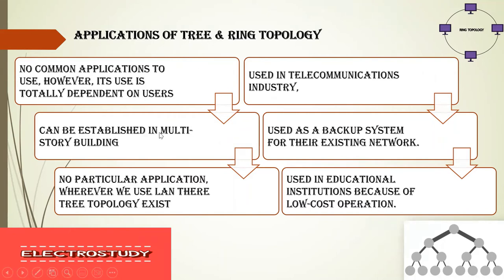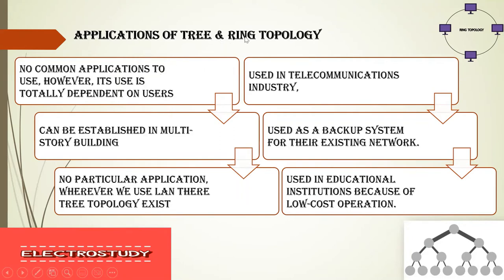A small example that I can give you is a multi-story building. There will be a main node connected like this, let it be on the top floor. On the next floor, there are two central hubs connected, which give another two central hubs on the lower floor, and it keeps on connecting, forming a hierarchy. So this tree topology can exist wherever LANs are mainly used. These are the applications that I have given for tree topology.